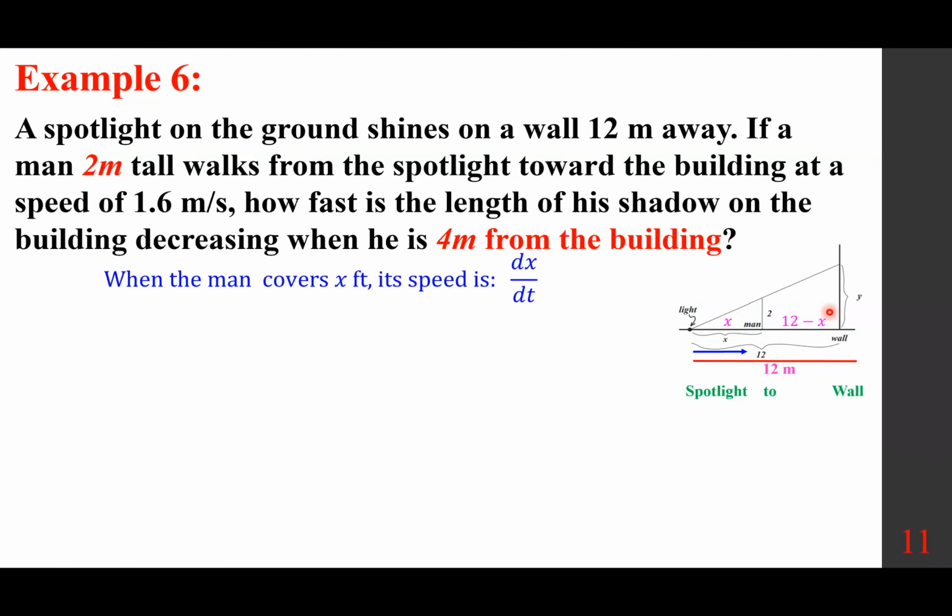When the man covers X feet, its speed is dx dt. So dx dt is what? 1.6 meters per second. That's the speed.